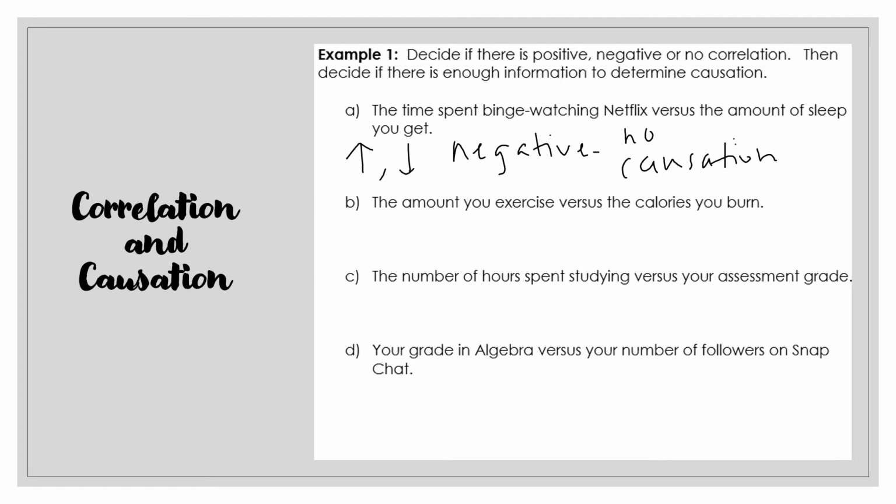And excuse my handwriting. Part B, the amount of exercise versus the calories you burn. If we think, the more exercise I get, what's going to happen to the calories I burn? Well, I'm going to burn more calories. So that would be positive correlation since those are going in the same direction. Now again, follow-up question, is this also causation? Does the amount that you exercise cause you to actually burn more calories? Yes, so that would be causation.